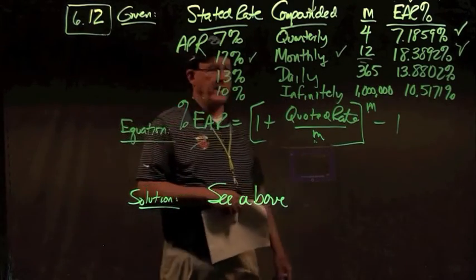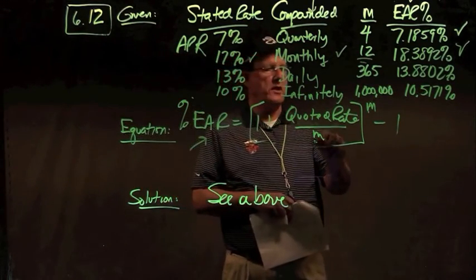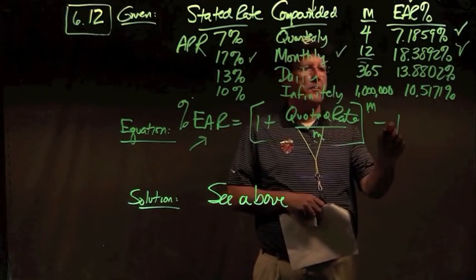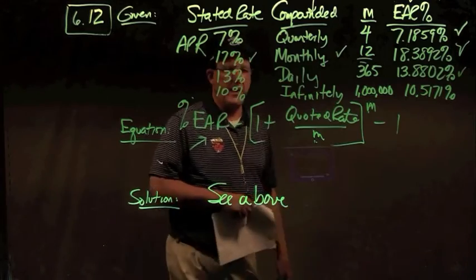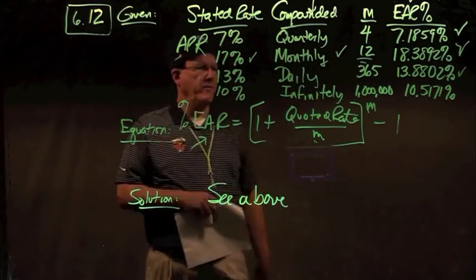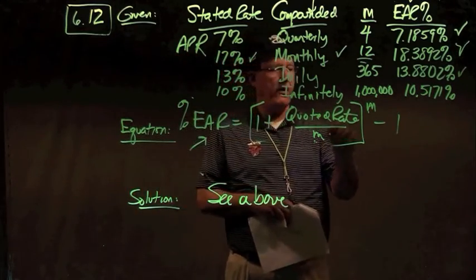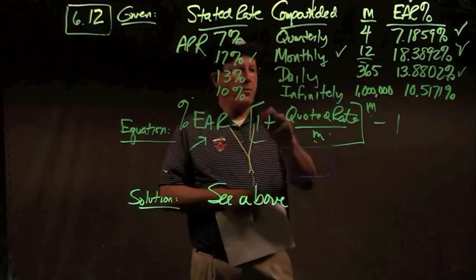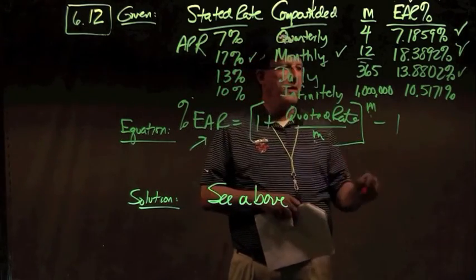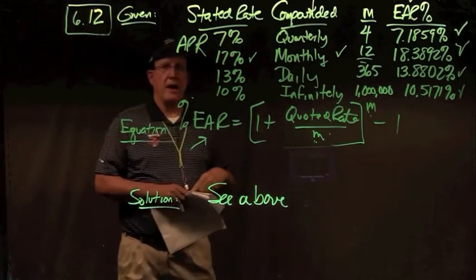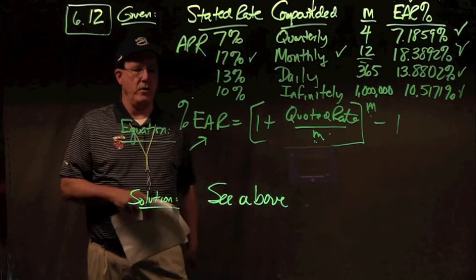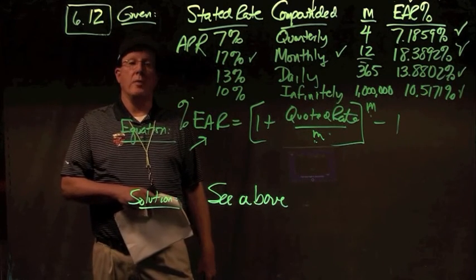13% compounded daily is 1 plus 0.13 over 365 to the 365th power minus 1. It's going to give me 13.8802%. And finally, 10% compounded infinitely. I'm going to put a very large number in here for M, like a million. 1 plus 0.1 over a million to the millionth power minus 1, I get 10.5171%. I know my answer's got to be higher because it's compounded more than annually. There are your answers to problem number 12.